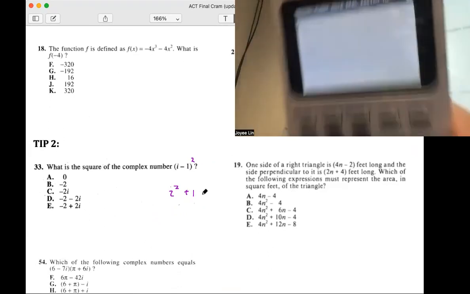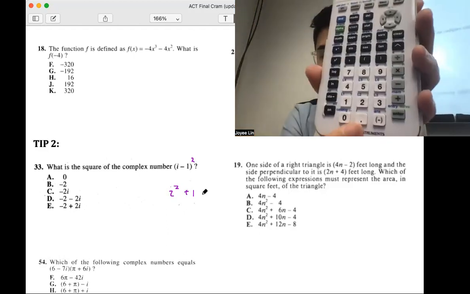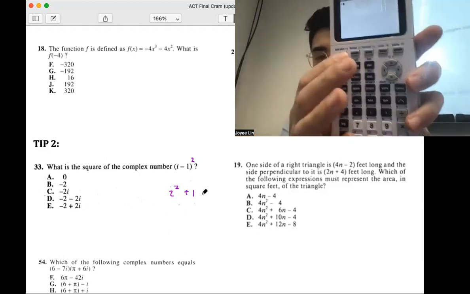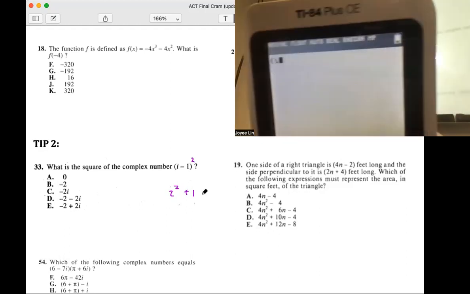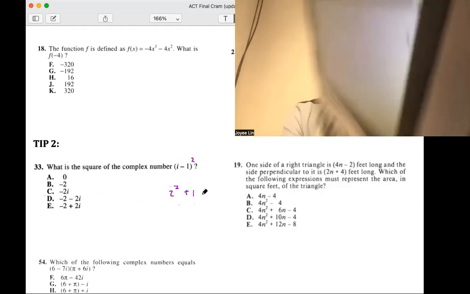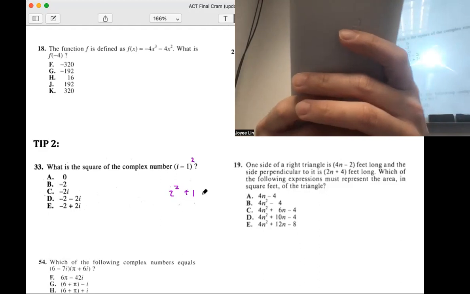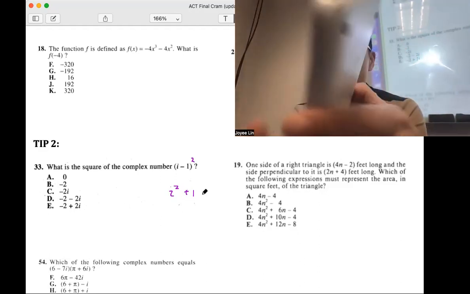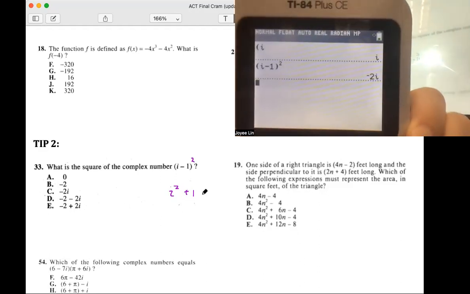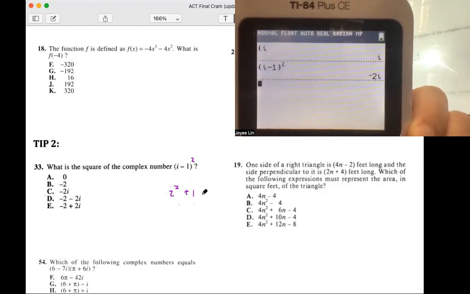Yep, so parentheses, right? Your i button is above the period, so second, period, i minus, oops, I have to look at it, i minus 1, quantity squared. I plug that in. There you go. My answer is -2i.